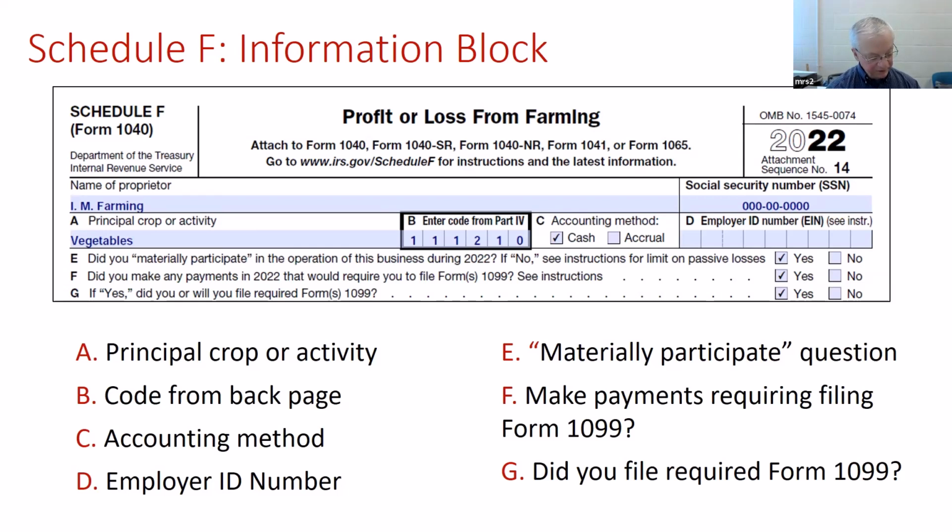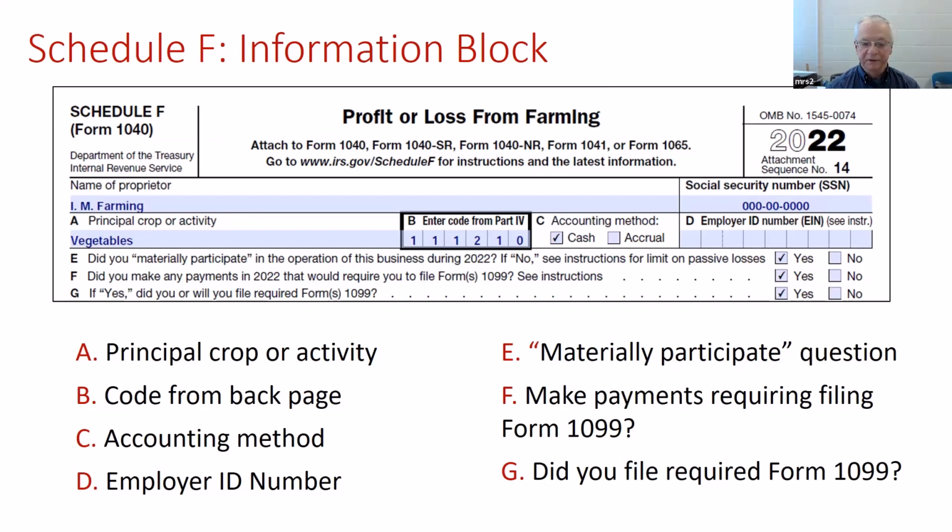Materially participate question. Most people who are involved with farming are spending a significant amount of time in the activity and basically, are doing it because they want to earn a profit. And so you would check yes on that.